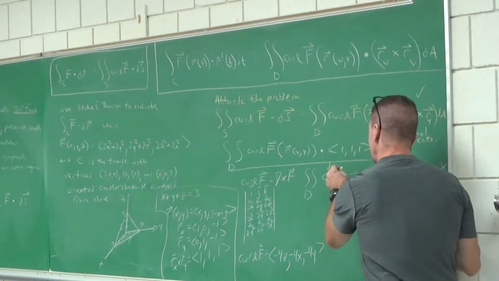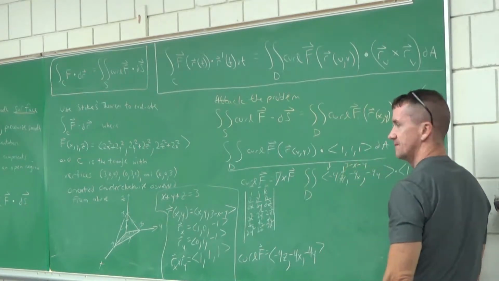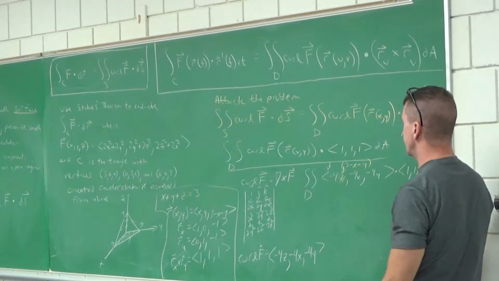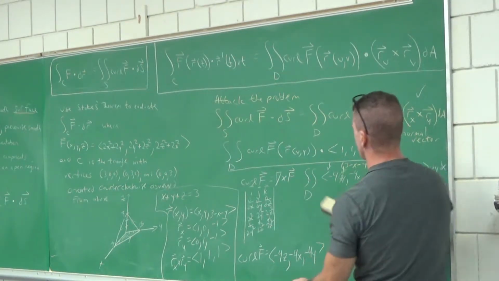So I'm going to squeeze right here. 3 minus x minus 1. Right in there. And we'll put a parentheses around. We'll distribute it with the negative 4. So now what do we have? Now we have.